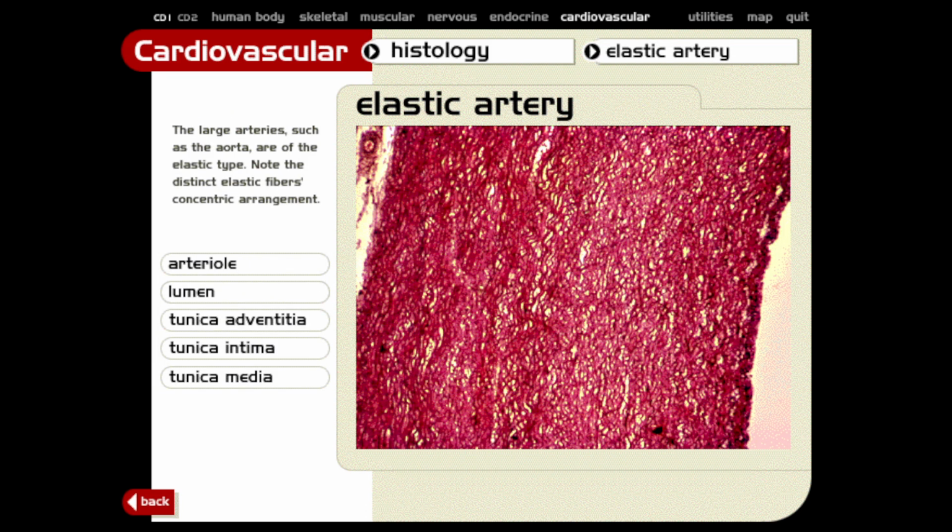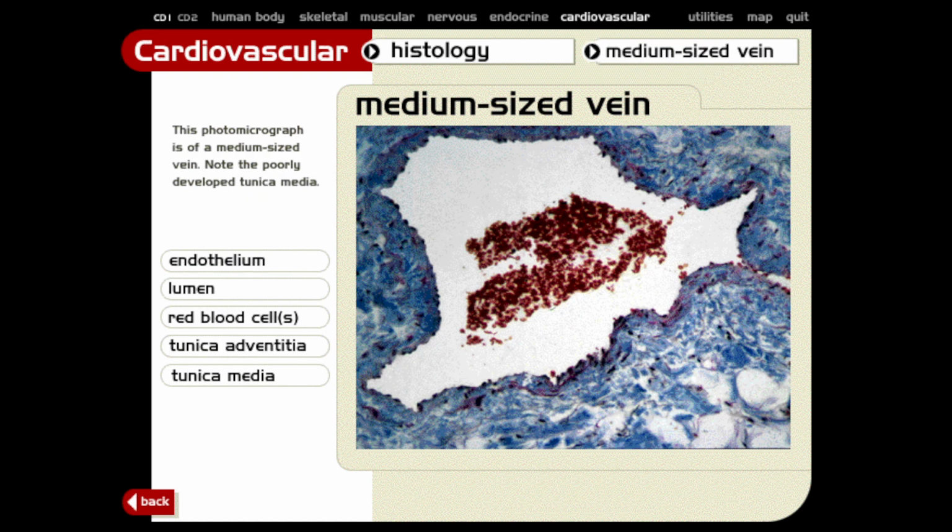The large arteries, such as the aorta, are of the elastic type. Note the distinct elastic fibers' concentric arrangement. This photomicrograph is of a medium-sized vein. Note the poorly developed tunica media.